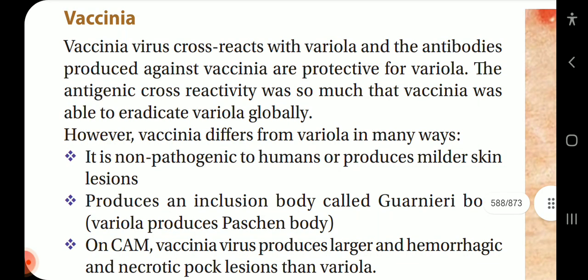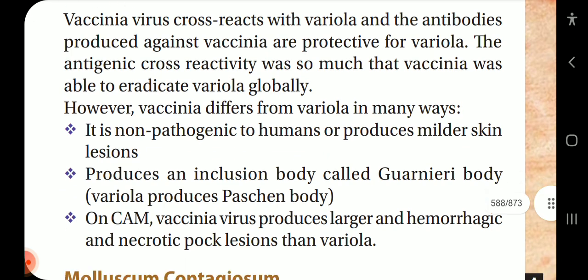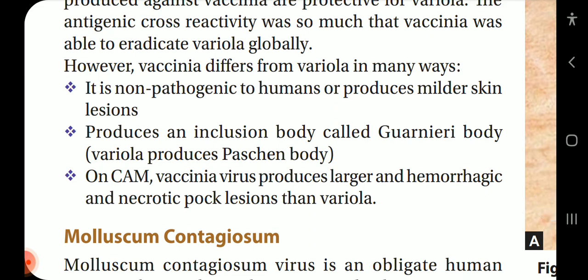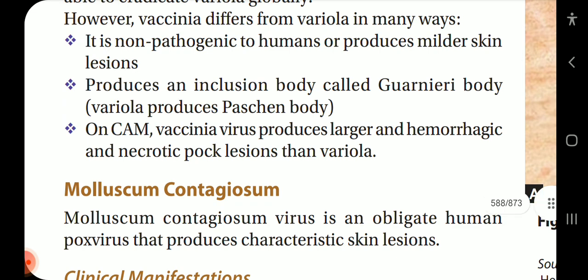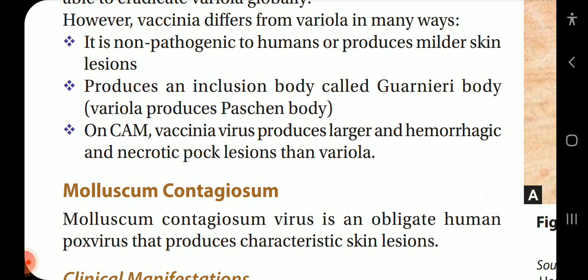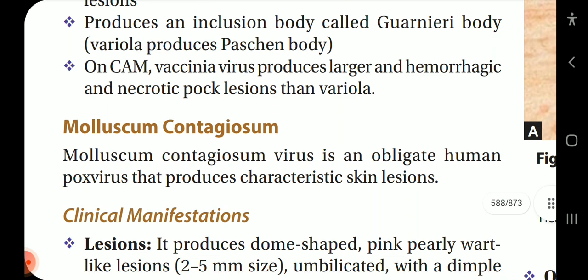Vaccinia. Vaccinia virus cross-reacts with variola, and antibodies produced against vaccinia are protective for variola. This antigenic cross-reactivity was so great that vaccinia was able to eradicate variola globally. However, vaccinia differs from variola in many ways. It is non-pathogenic to humans, so produces milder skin lesions, and produces an inclusion body called Guarnieri body. Variola produces Paschen body. On CAM, vaccinia virus produces larger, hemorrhagic and necrotic pock lesions than variola.